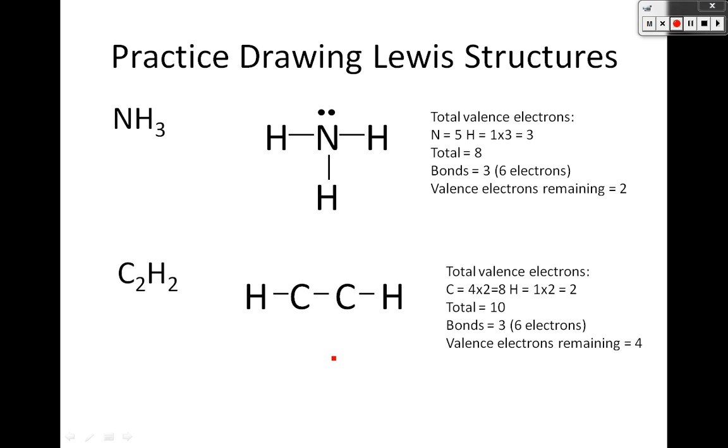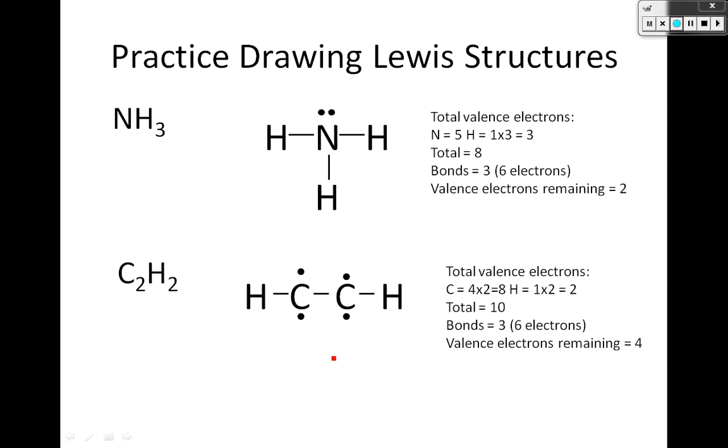Here we've got 3 bonds, which is 6 electrons, which means we have 4 remaining valence electrons. We're not going to put them on the hydrogens because, again, if hydrogen's bonded, it's got its 2, it's good. So we're going to put them on the carbons. However, each carbon does not have a full octet. Each carbon only has 6 valence electrons: the 4 from the 2 bonds that it each has, plus the 2 unbonded ones.